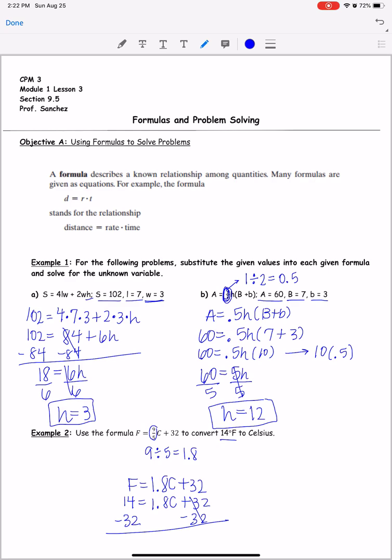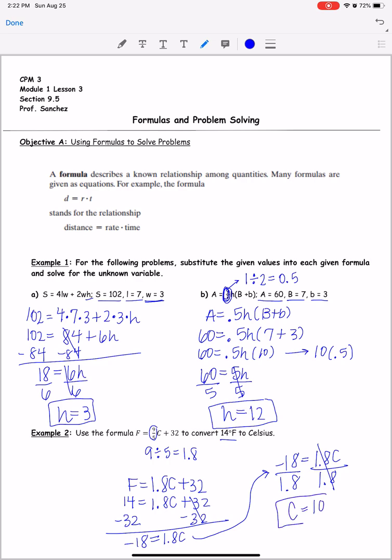So 14 minus 32 is going to give me a negative 18. And that equals 1.8 C. So I'm just going to rewrite that right up here. Negative 18 equals 1.8 C. We're going to divide both sides by that 1.8. And I get my C to be 10.